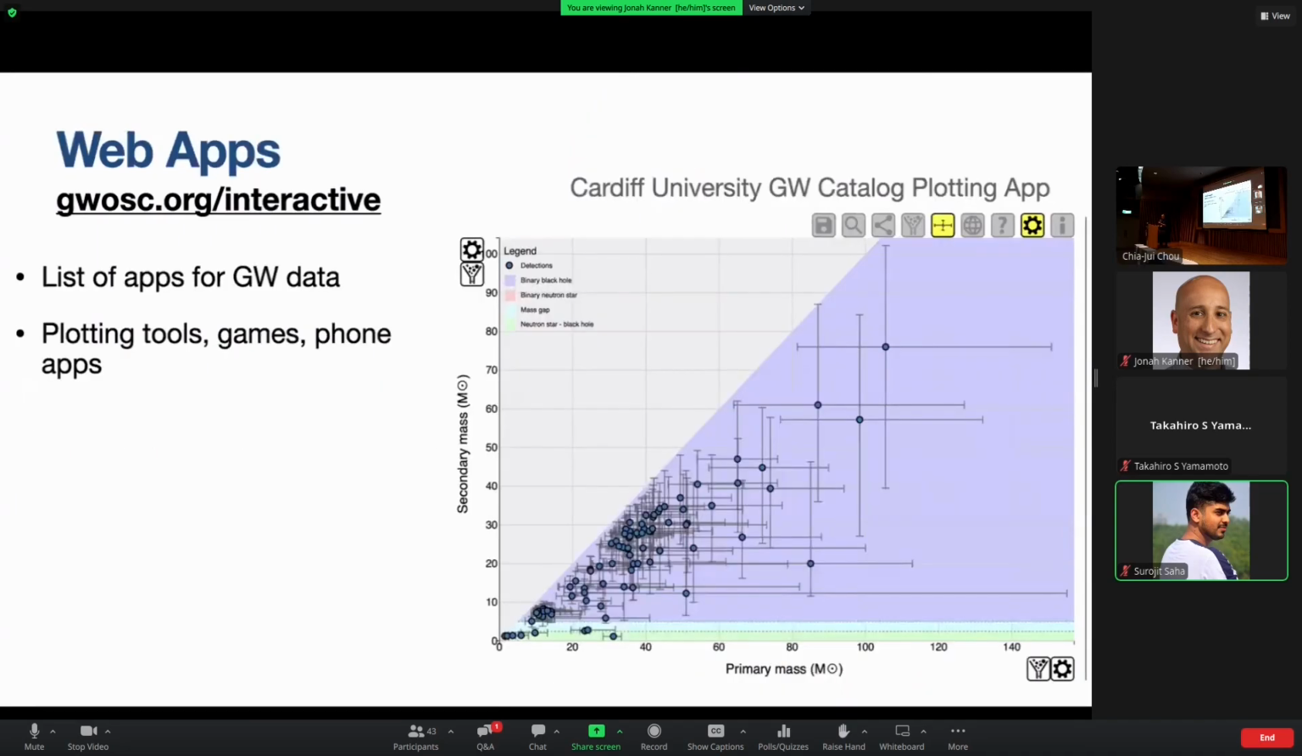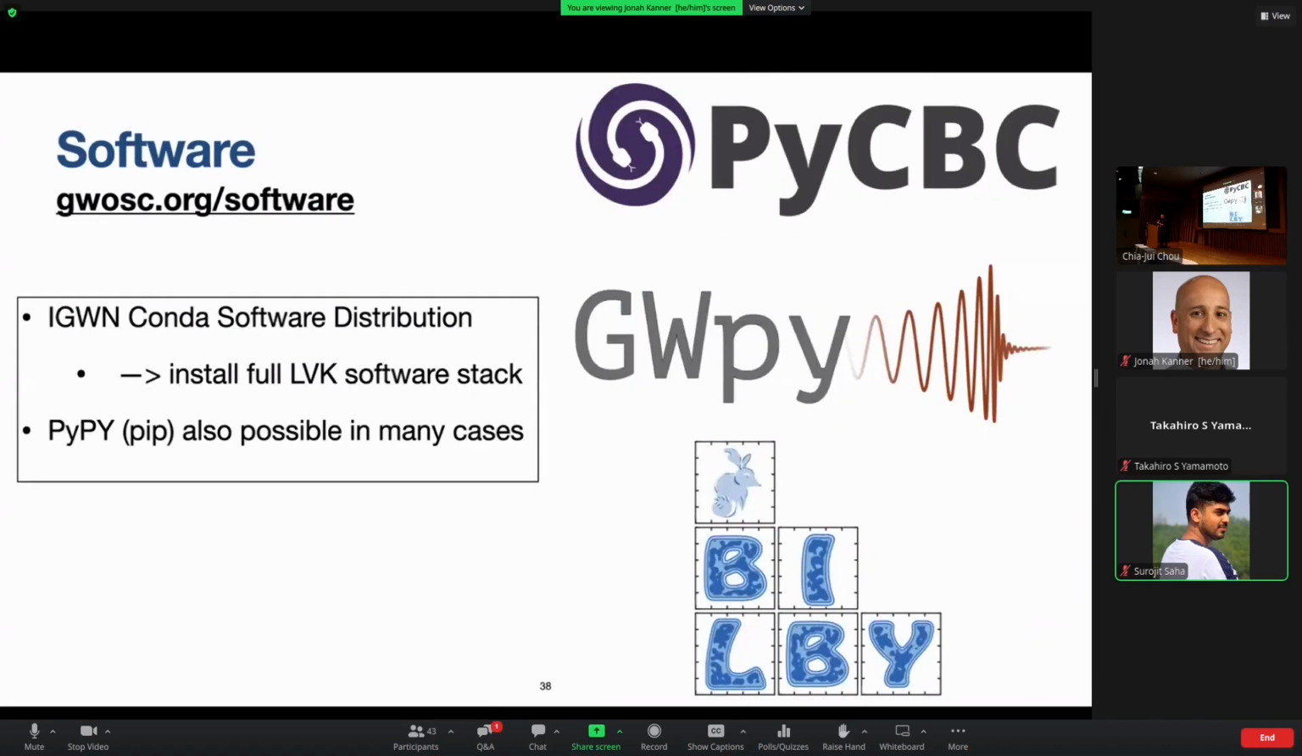There's also a number of web apps, like the ones I've been showing. This one was created by a group at Cardiff that makes a nice scatter plot of the events, but in general, from the GWOSC website, you can find a number of apps for plotting and visualizing data, quite handy.